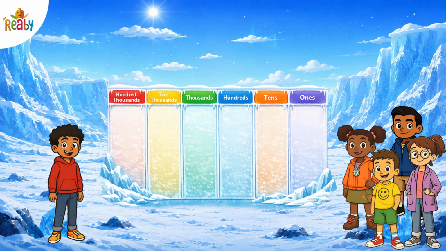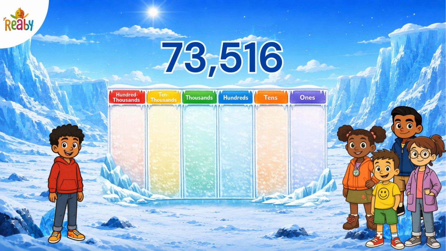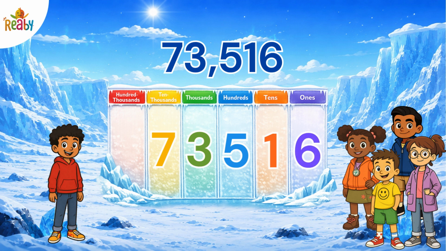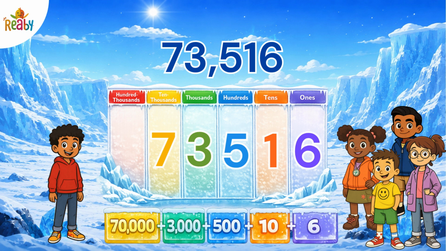Place value also helps us write numbers in expanded form. Let's break apart 73,516. Each digit shows a value. 7 10,000s equals 70,000. 3 thousands equals 3,000. 5 hundreds equals 500. 1 ten equals 10. 6 ones equals 6. So 73,516 equals 70,000 plus 3,000 plus 500 plus 10 plus 6. That's expanded form. Expanded form shows the value of every digit.